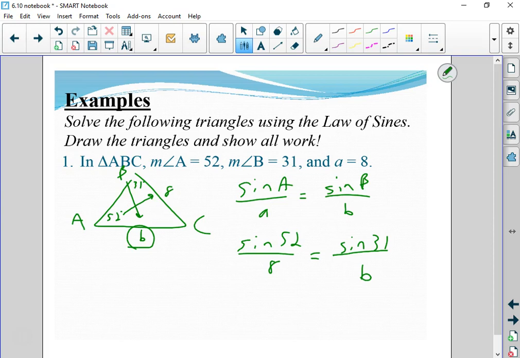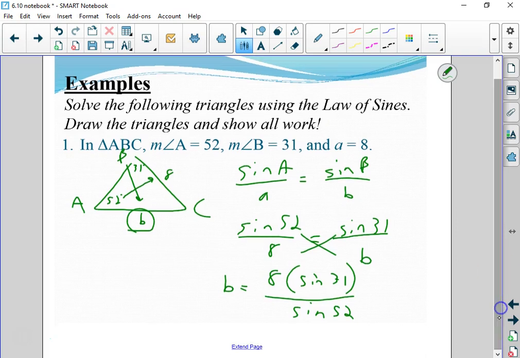So now, all we're going to do is take our calculator, we're going to cross multiply and divide. So B is going to be equal to 8 times the sine of 31 divided by the sine of 52. And if you type it in your calculator just like that, you should get B is equal to, rounded, 5.23. And we're going to start rounding to the hundredths place. 5.23.